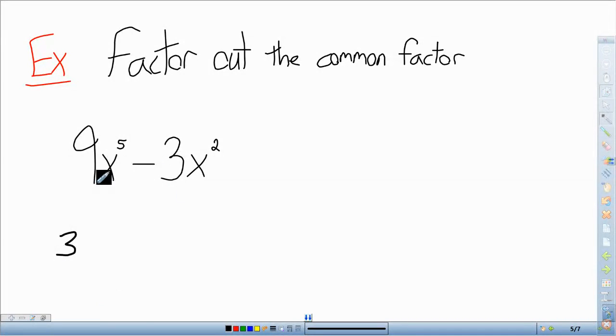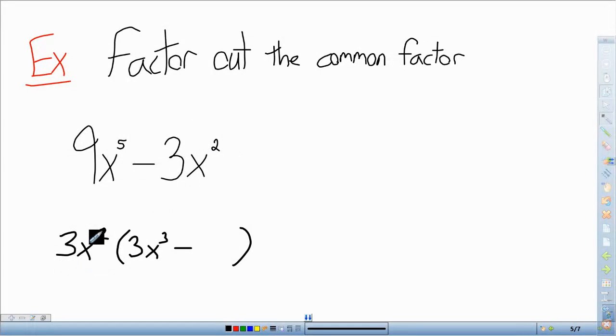When it comes to my variables, this one has 5 x's, this has 2 x's. How many x's can I take out of both of them? Well, 2, right? I can take 2 x's out of both of these terms. So I'm factoring out a 3x squared. Now here's the question. What's left over when I take a 3x squared out of both these terms? First thing, let's put that minus sign in between. Let's ask ourselves about this first term. If I divide a 3 out of a 9, what's left over? Well, 3, right? If I take 2 x's out of 5 x's, how many am I left with? 3 x's, right?